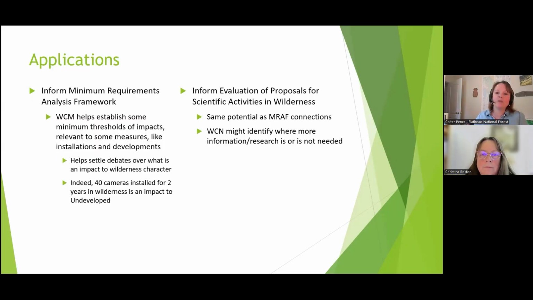Hey, we're running out of time here. I'm just going to say quickly, wilderness character monitoring and narratives can inform the minimum requirements analysis framework and the evaluation of proposals for scientific activity in wilderness.